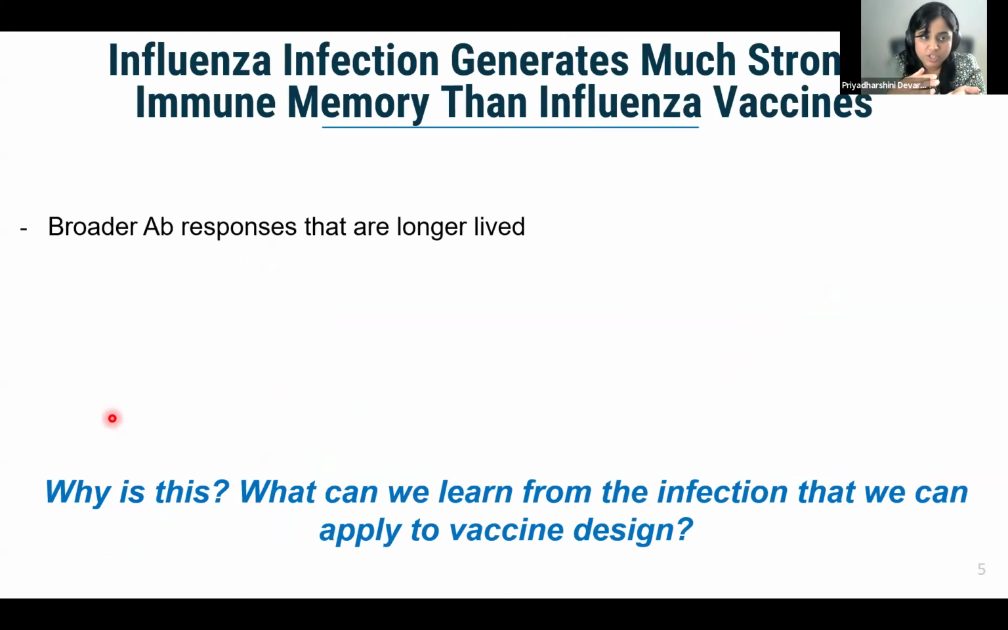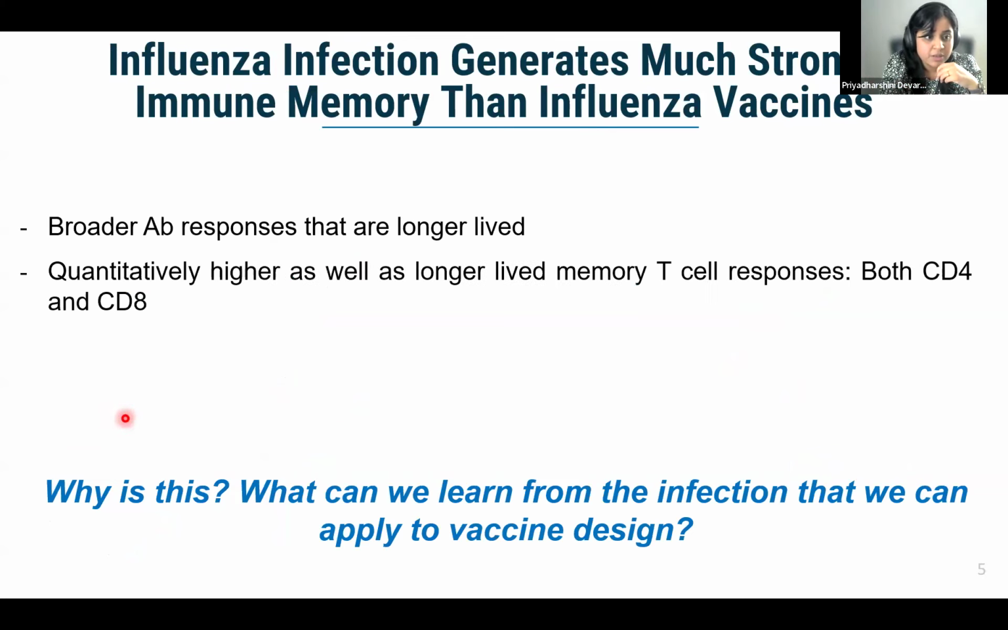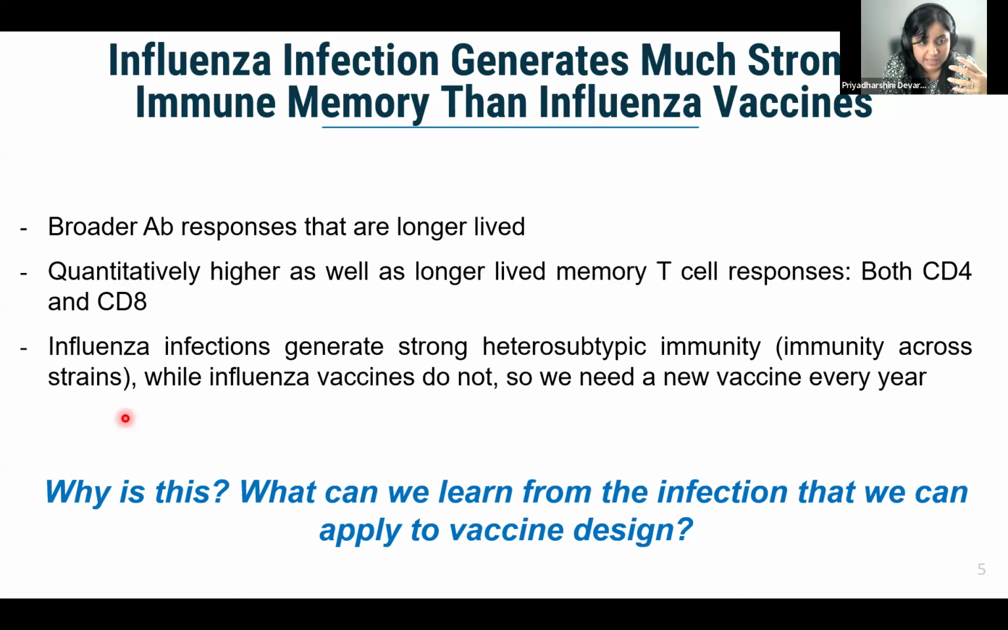So if we look at infection, we say influenza infection generates stronger immune memory than influenza vaccines, of course, at the cost of pathology, but it does generate stronger immune memory. And you say, why is this? What can we learn from infection that we can maybe apply to vaccine design? We see broader antibody responses that are longer lived. You see quantitatively higher as well as longer lived T cell responses, both CD4 and CD8.